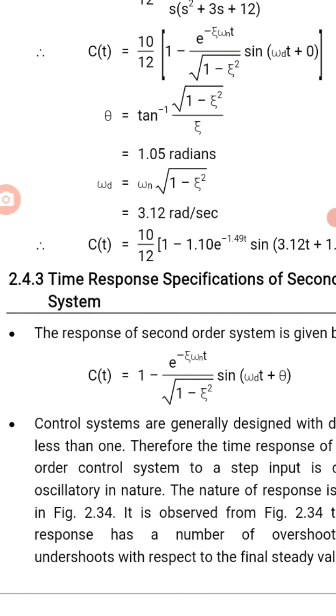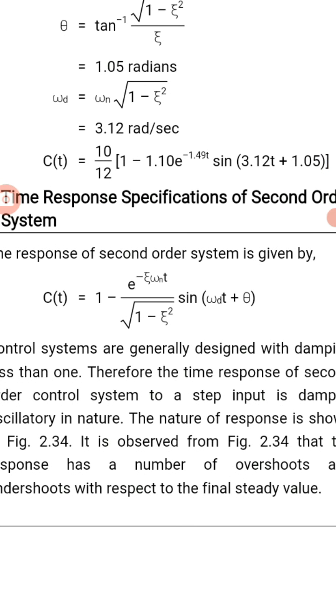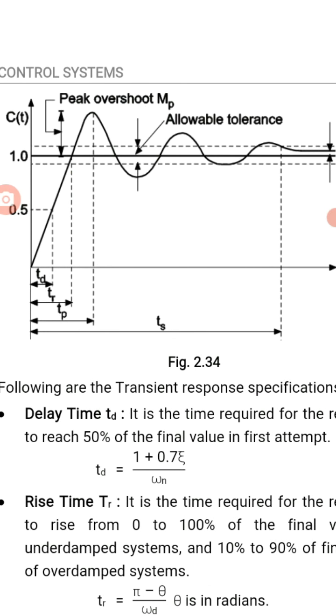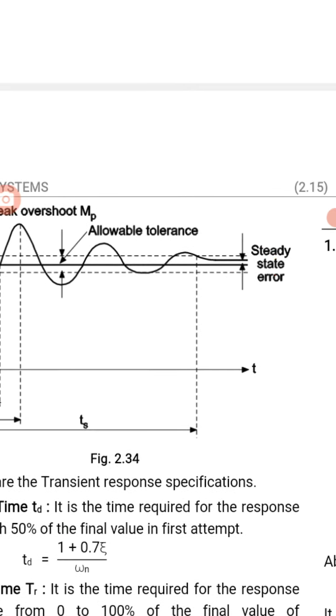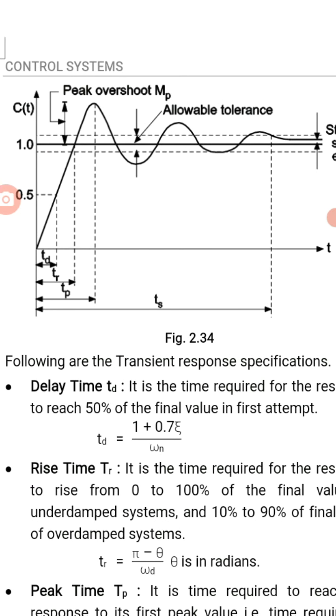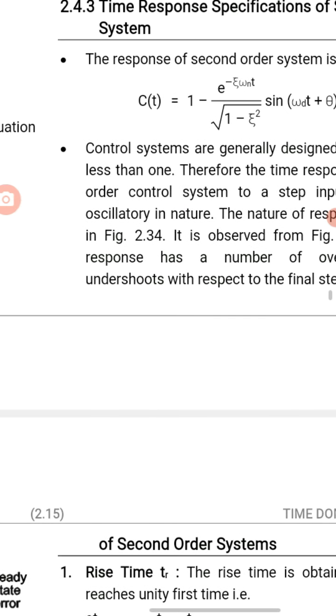Let us see what the time response specifications of a second order system are. The second order system time response for underdamped oscillation is given in figure 2.34. With reference to this figure, we will learn the different definitions. There will be a question in the question paper: define delay time, rise time, peak time, and so on. This point is very important in this second order system.